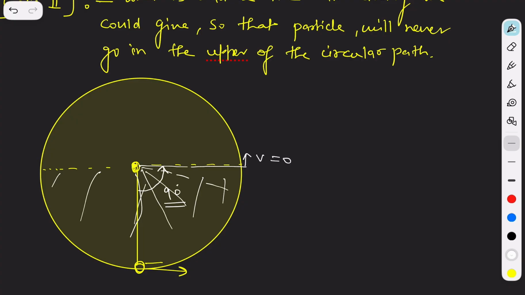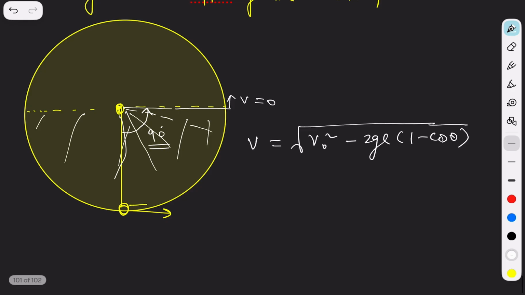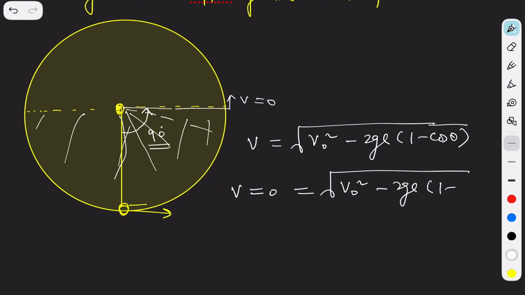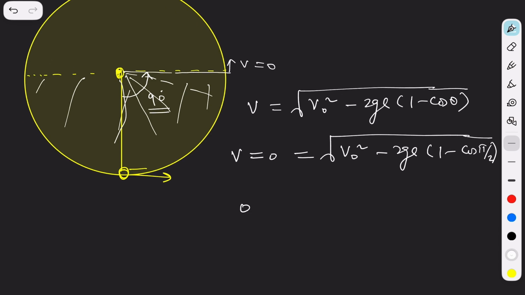So in this case, we can say that v squared is equal to v naught squared minus 2gl(1 minus cos theta). So if I put v equal to 0, 0 is equal to v naught squared minus 2gl(1 minus cos pi by 2), I can directly get the answer. So 0 is equal to v naught squared minus 2gl, because cos pi by 2 is 0. So v naught should be equal to root 2gl if you want to just reach the topmost boundary.